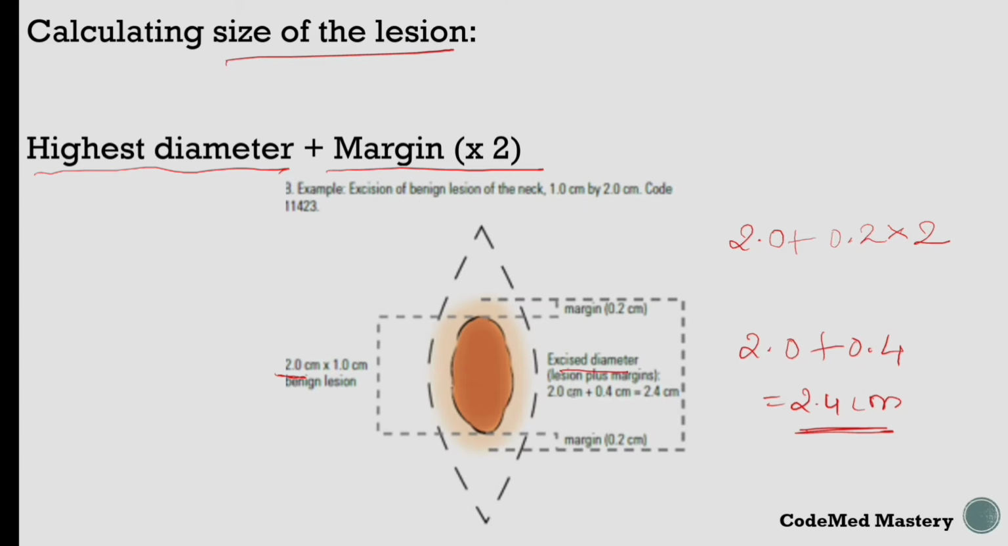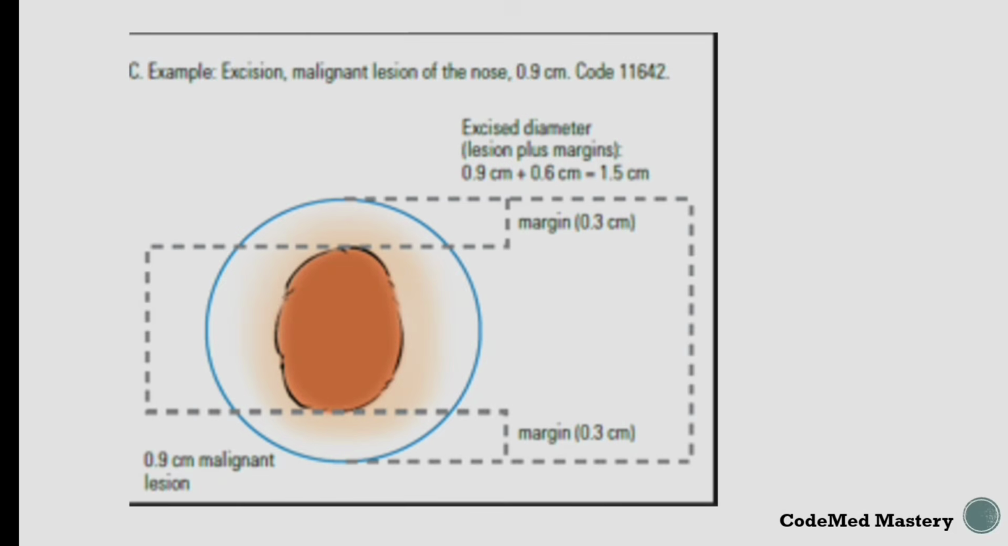Here they have mentioned excised diameter lesion plus margin. So, margin you are going to multiply 2 times, that is 0.2 plus 0.2. Another example, here the lesion diameter is 0.9 centimeter plus the margin is 0.3. So, you have to multiply it 2 times, 0.3 into 2. So, it will be 0.9 centimeter plus 0.6 is equal to 1.5 centimeter. So, this is your lesion size. You will understand all these things better when you solve questions related to guidelines in the coming videos.